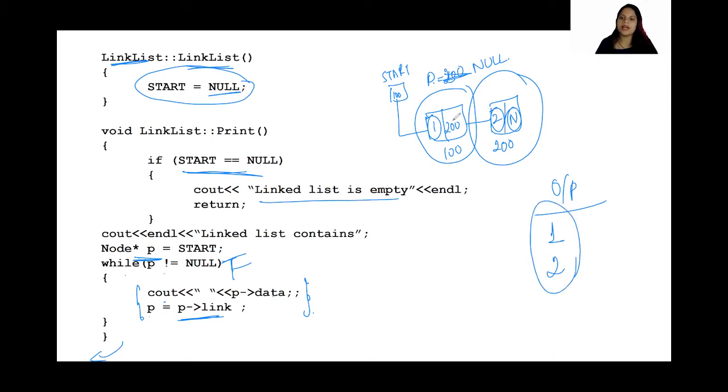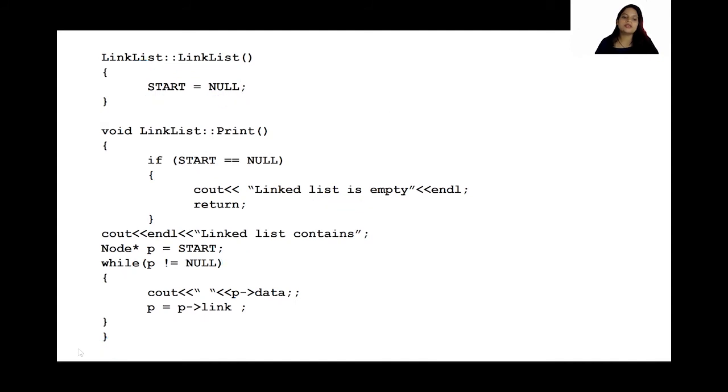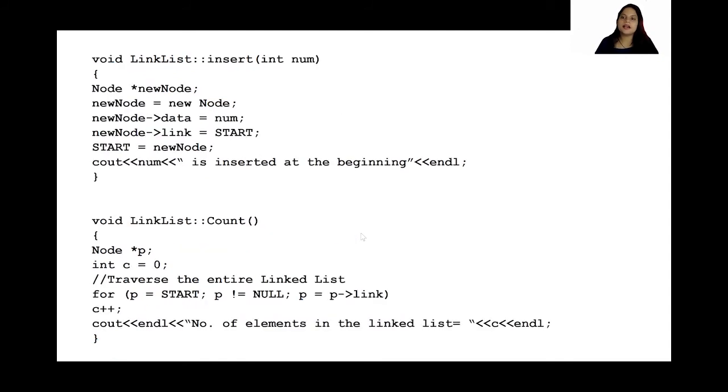So see here, I have printed the contents of my linked list. That is what we are going to do in this particular function. So the print function prints the content of each node of the linked list. Right, so these are the 2 functions. Now let's see the other 2 functions.